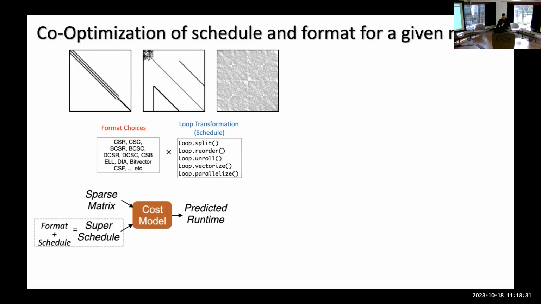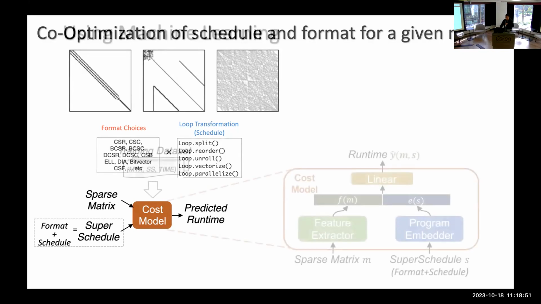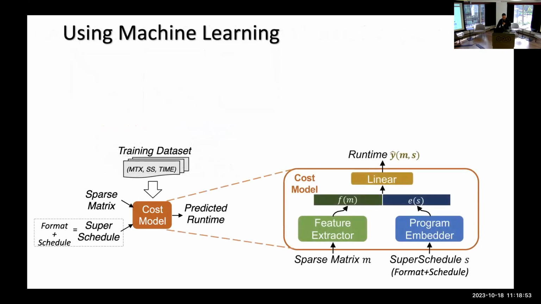To do this efficiently, we developed a machine learning-based cost model to avoid actual computations. It takes an input sparse matrix as well as a super schedule, which is composed of format plus schedule, and it outputs a predicted runtime. And due to time constraint, I'm just going to talk about how features of sparse tensors are extracted.